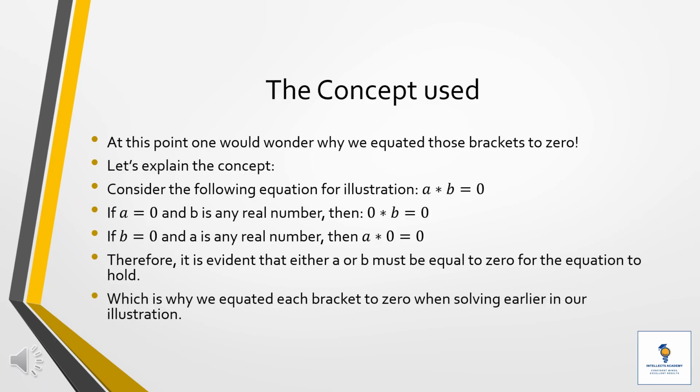Or if b equals 0 and a is any real number, then a times 0 equals 0. Therefore, it is evident that either a or b must be equal to 0 for the equation to hold, which is why we equated each bracket to 0 when solving earlier in our illustration. This is a very important concept to understand, as it is also used in other methods of factorizing.